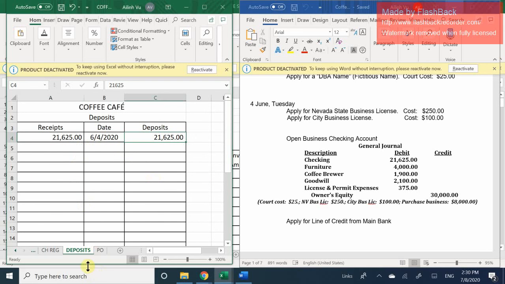Shouldn't we have put 30,000? Why? Do we have $30,000 in our pocket? Well, no, that's what we got. We don't have that, because we bought furniture, we bought all those other things. All we have left is $21,625 to deposit. That's correct. Cash. Exactly. The rest are spent.